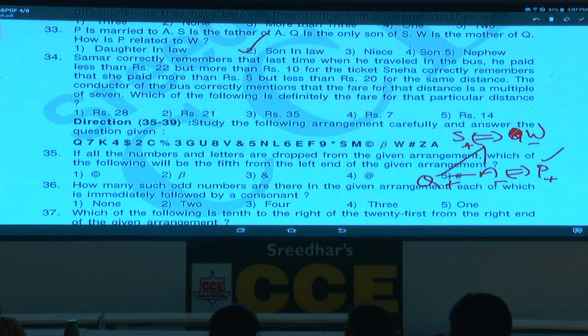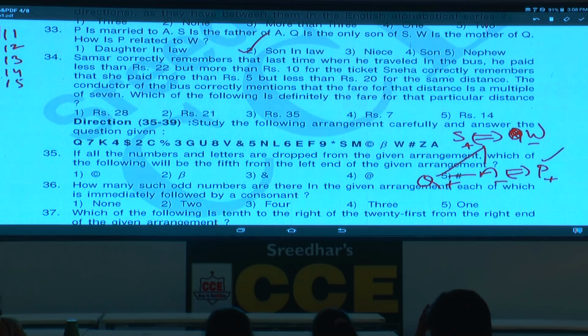Then 34. Now in this question number 34, Summer correctly remembers that last time when he travelled in the bus, he paid lesser than 22 but more than 10. Lesser than 22, more than 10, then what are the elements? Here what could be the possible number? 11 to 21, isn't it? 11, 12, 13, 14, 15, anything is possible. 16, 17, 18, 19, 20 and 21. Among these, anything could be.